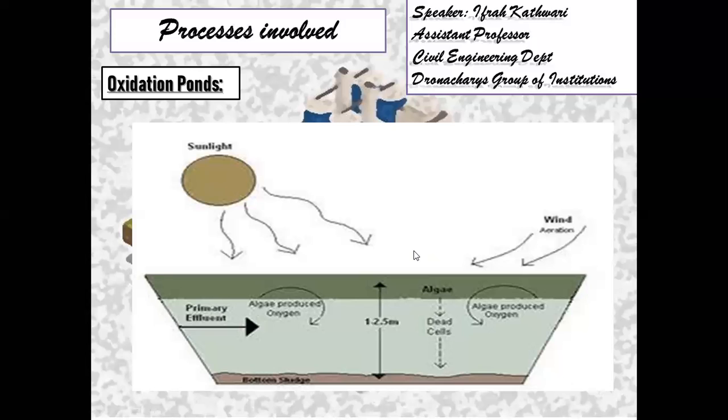So these are the water stabilization ponds. If there is an absence of sunlight, then with the help of wind, this can be done. So this is the process of oxidation in the oxidation ponds.